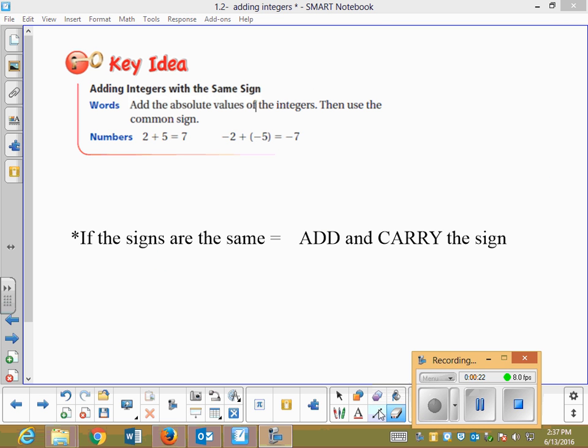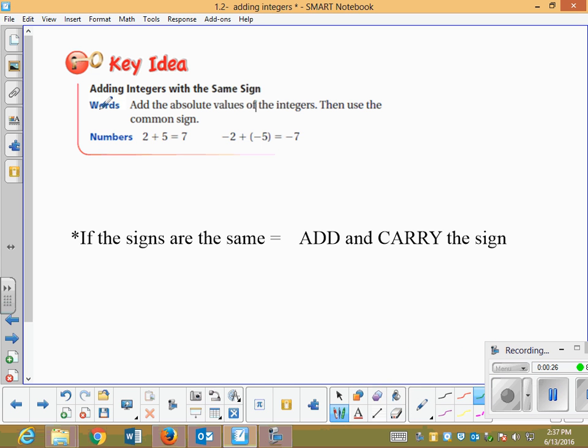I would like for you to go ahead and jot down this vocabulary you see right here at the top. So we're going to have here where it says adding integers with the same sign. So if you want, you can underline what I just did. So when you're adding integers with the same sign, it says add the absolute values of those integers, then use the common sign.